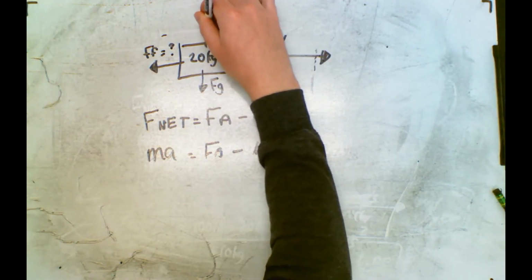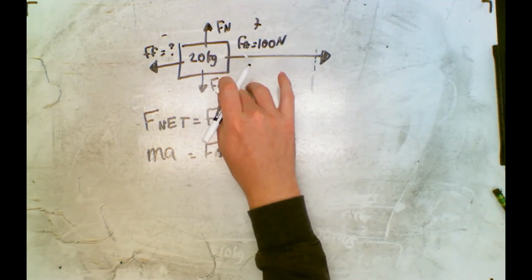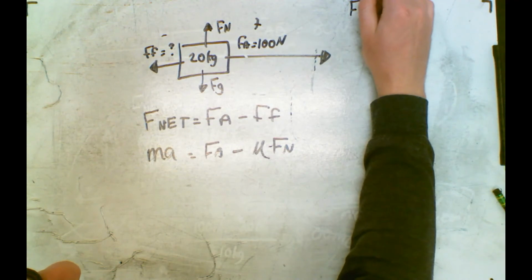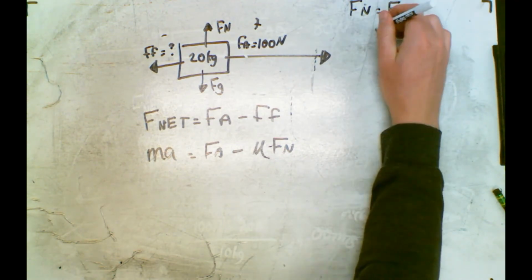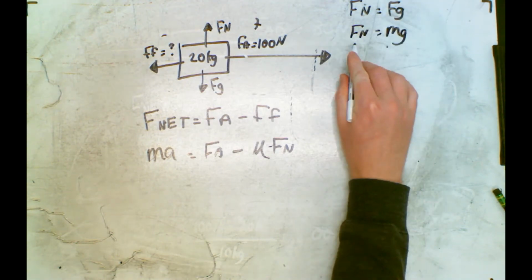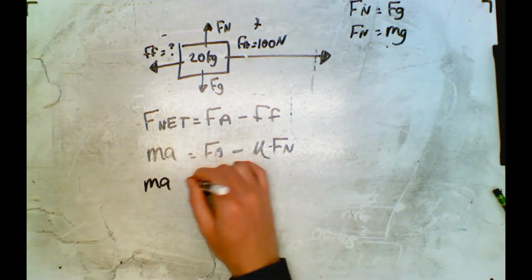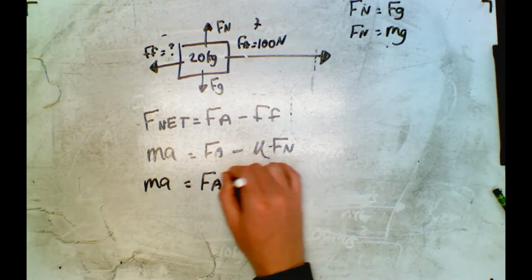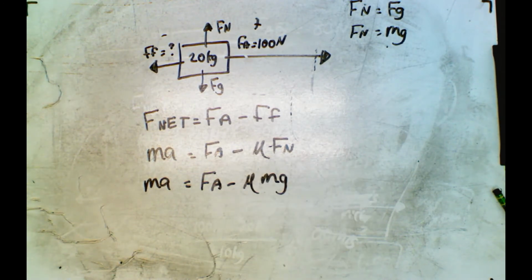Fg, force normal like that. We know that these are equal and opposite, so Fn is equal to Fg. And we know that we can break Fg down into mg. So force normal is equal to mass times gravity. So I can break this down once more, like that. So we're trying to find acceleration.